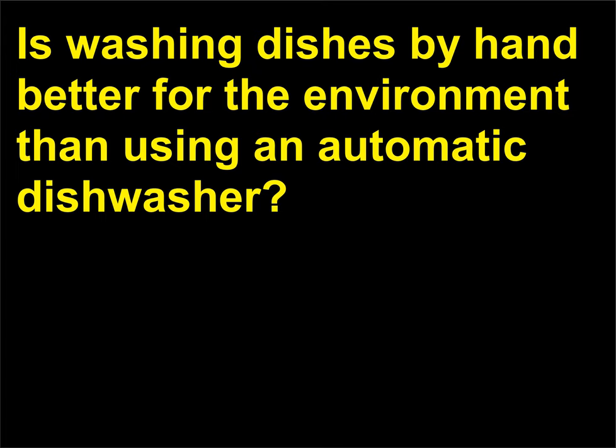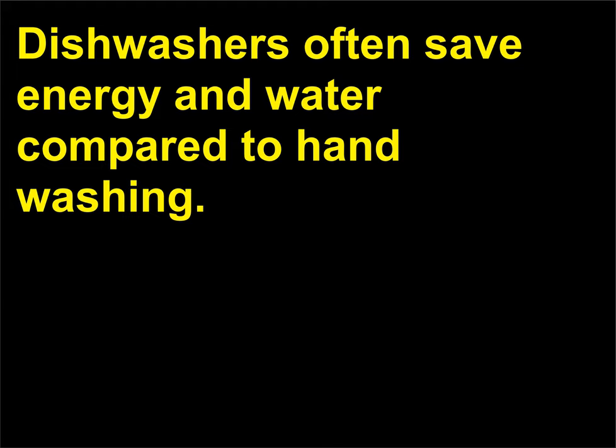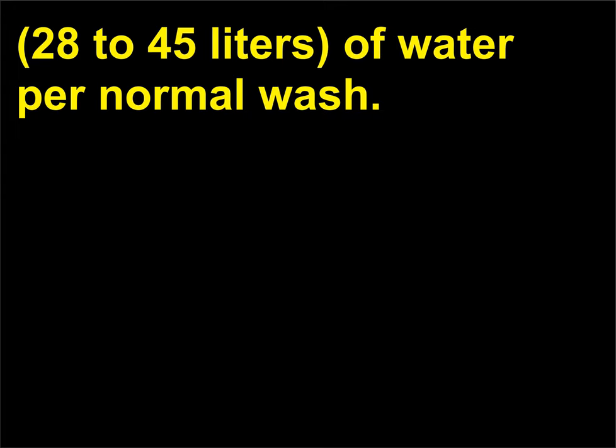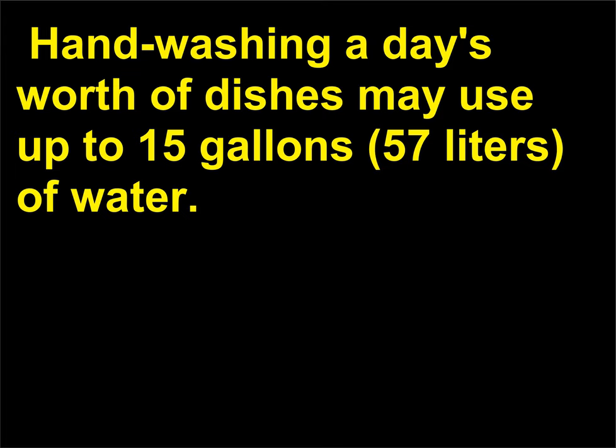Is washing dishes by hand better for the environment than using an automatic dishwasher? Dishwashers often save energy and water compared to hand washing. Depending on the brand, dishwashers typically consume 7.5 to 12 gallons, 28 to 45 liters, of water per normal wash. Hand washing a day's worth of dishes may use up to 15 gallons, 57 liters, of water.